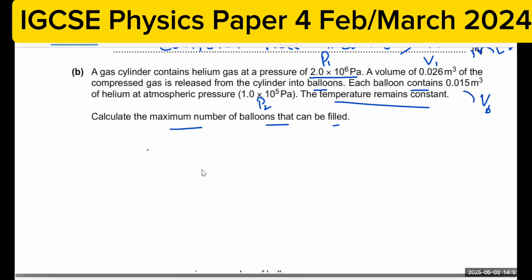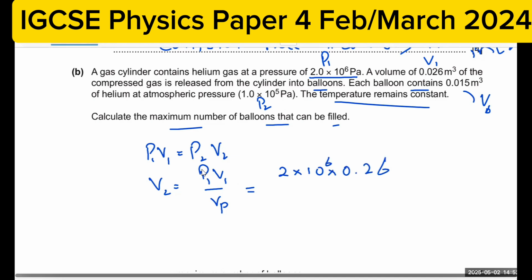So we know that P1 V1 is equal to P2 V2. So we need to calculate V2. That will be equal to P1 V1 over P2. Okay. By putting the values, what is P1? 2 times 10 power 6. V1 is 0.026 divided by P2, which was 1 times 10 power 5. Okay.